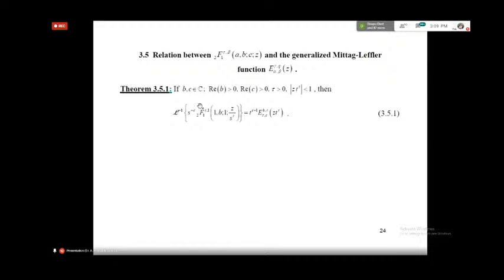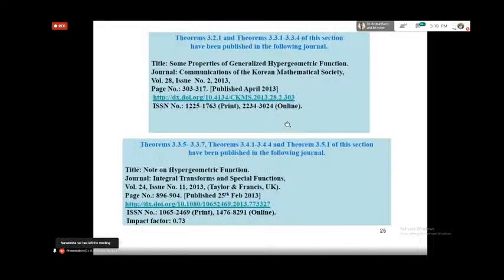The relation between this and the right-hand function is given by this. So one formula of this. If I take this one, it can be converted into the form of the function. This function was basically introduced by us, I think, in 2007, in the other part of the thesis. This work was published in the Communications of the Korean Mathematical Society, on integral transforms and special functions.